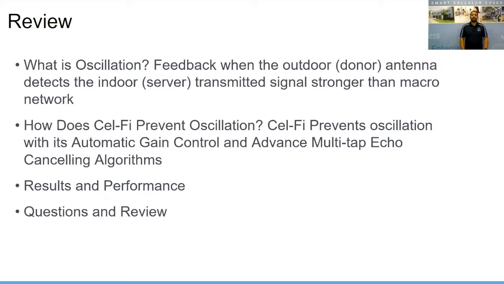How does Cel-Fi prevent oscillation? We covered in detail and with a real world example how the Cel-Fi smart signal boosters are able to prevent oscillation from the advanced multi-tap echo canceller and automatic gain control algorithms that are embedded into the Nextivity products. And then we looked at the results and performance of forcing an oscillation condition by bringing the transmitter extremely close to the receiver, and we saw that the system was able to self-organize, self-maintain, and to continue to boost without triggering an oscillation event or shutting off.